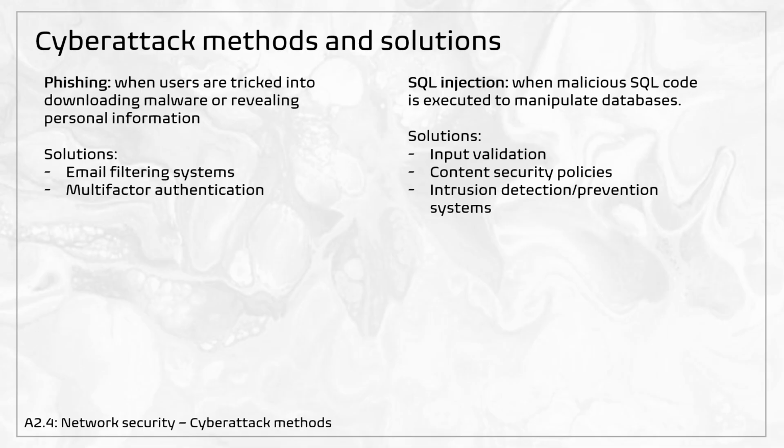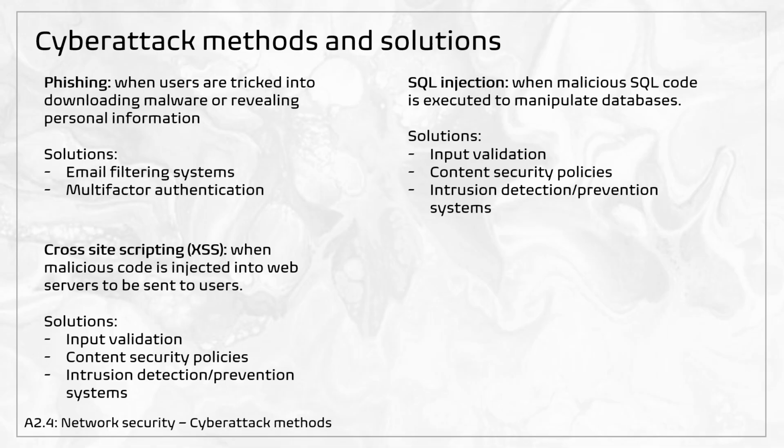SQL injection is when malicious SQL code is executed to manipulate databases. We'll cover these in more detail in the A.3 video, but simply put, databases are where data is kept, and SQL is a programming language used to query and alter databases and their contents. This is usually how data leaks happen, but hackers usually hold a lot more power if they can manipulate an application's data. To prevent this, input validation and content security policies are used to validate incoming SQL code, and intrusion detection and prevention systems prevent any backdoor access to databases.